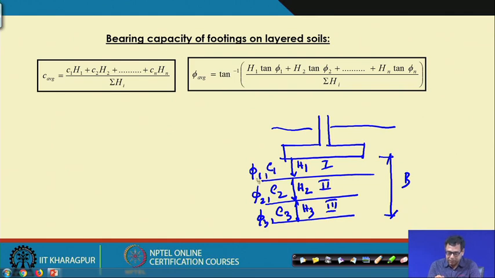So, phi 1, phi 2, phi 3 is the friction angle of the respective layers, and C1, C2, C3 is the cohesion of the respective layers. And if all these layers are within the influence zone, then you have to take the weighted average of the C, and then again the weighted average of the phi by using these expressions. Okay. So, that is one way we take care of layered soil.